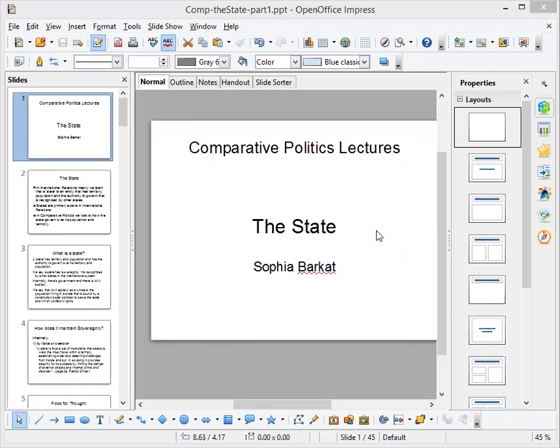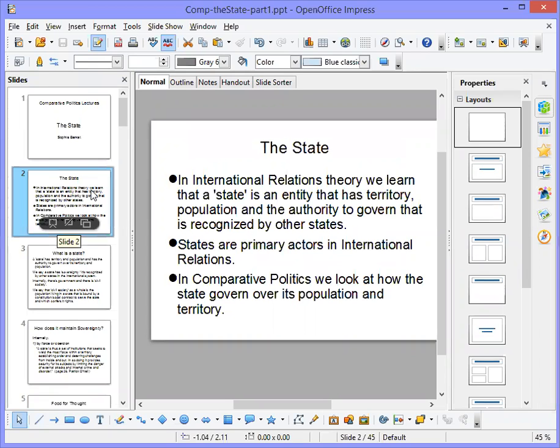We're looking at the state. So this lecture will go over what we discussed in the class. Essentially, we're covering stuff from chapter 2 of the textbook by Patrick O'Neill.